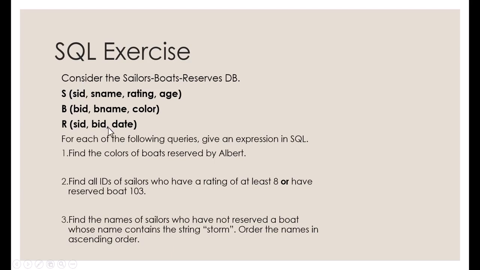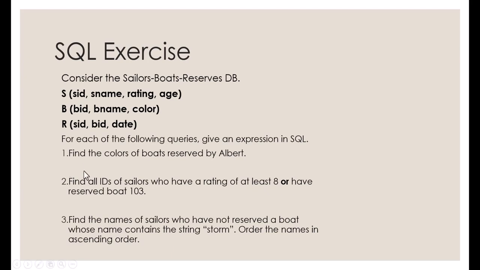So the first one, find the colors of boats reserved by Albert. The first thing you should think about is which of these tables can I use to get this information. Of course, you could call every single one of them, but then it would not be very efficient. You might be calling a table that's not necessary. If you can call just 2 tables versus 3, why call all 3, right?